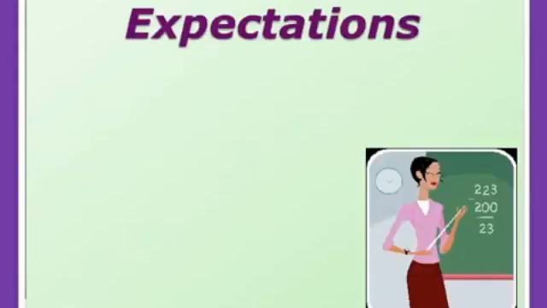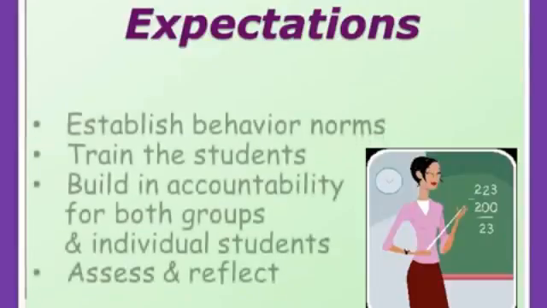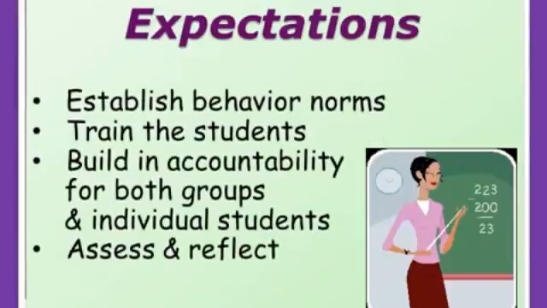Expectations. You need to be very clear about your expectations to the students. You need to communicate those expectations. You're going to establish behavior norms. You want to train the students so that they know exactly what they're supposed to be doing.